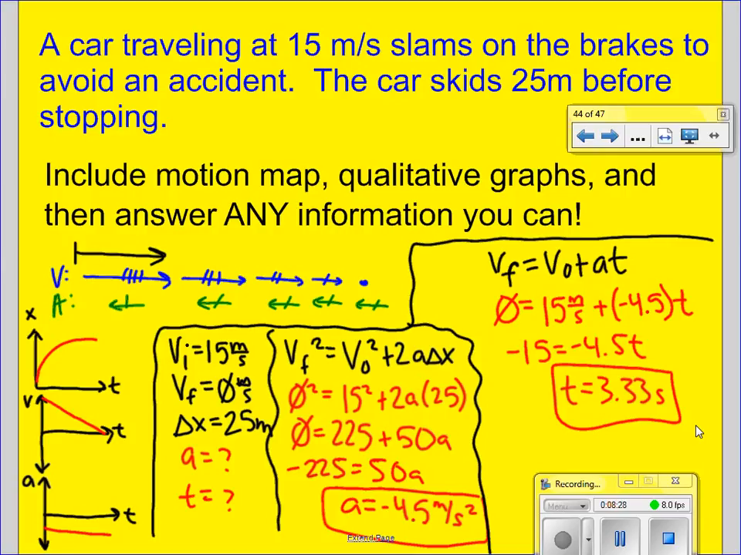This makes total sense because since my velocities are all positive and the object is slowing down, I have to have a negative acceleration. Knowing my acceleration now of negative 4.5, I can now use my other equation, V final equals V initial plus at, plug in my values, and end up getting a time of 3.33 seconds.